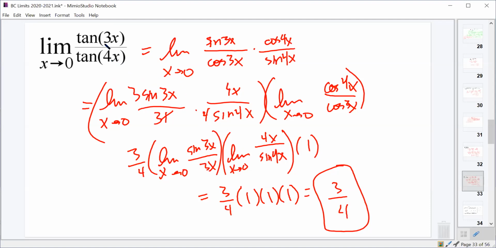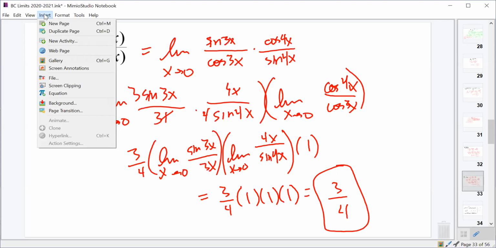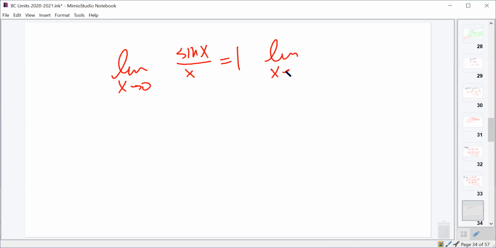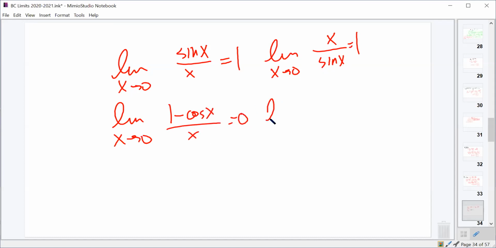All right. So there are 6 different trig limits that I'd like you to make sure you have memorized. I'll write them out here real quick. The limit as x approaches 0 of sine x over x is 1. The limit as x approaches 0 of x over sine x is 1. The limit as x approaches 0 of 1 minus cosine x over x is 0. And the limit as x approaches 0 of cosine x minus 1 over x is also 0.